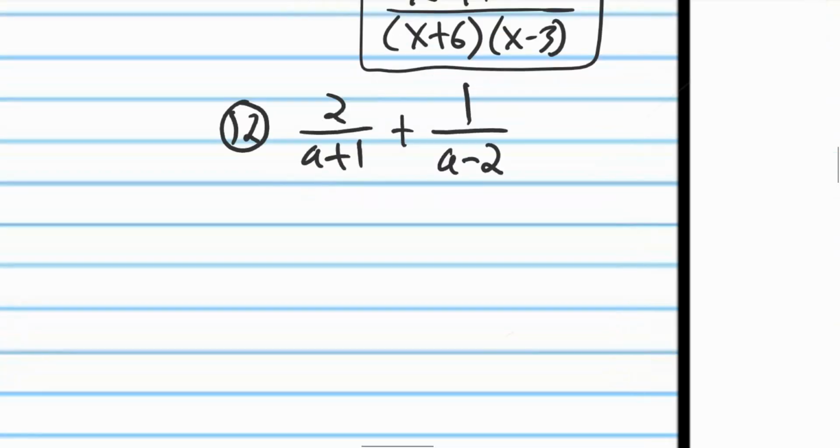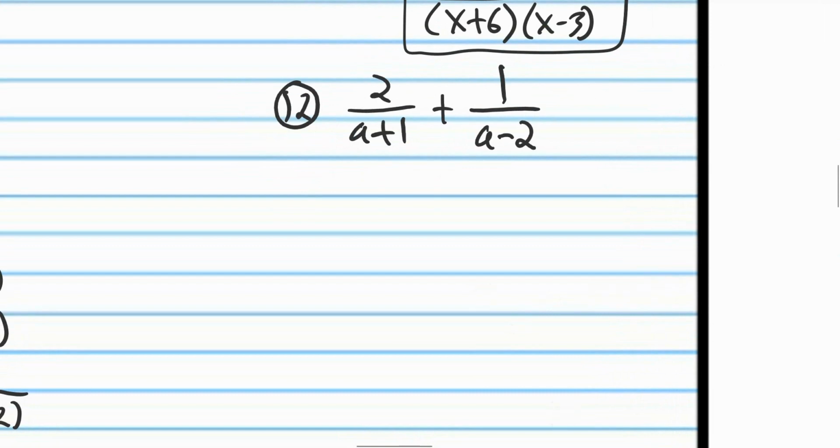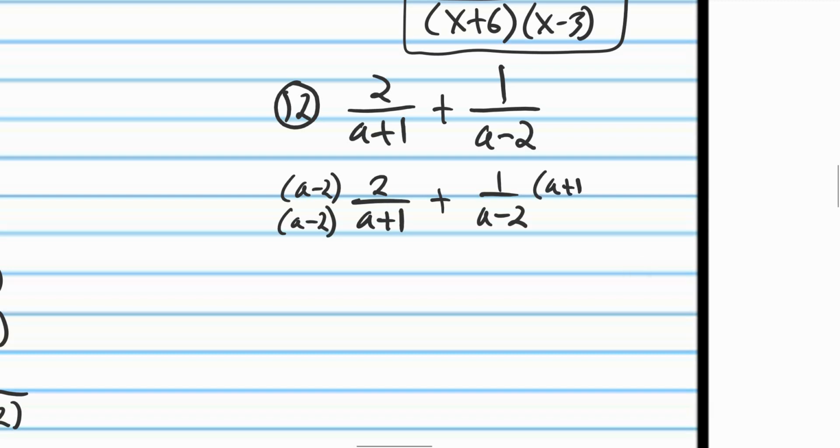All right, we're back. So we're going to multiply both sides of the left fraction by a minus 2. And by the way, I didn't mention, we cannot factor the denominators. There's nothing really to factor.